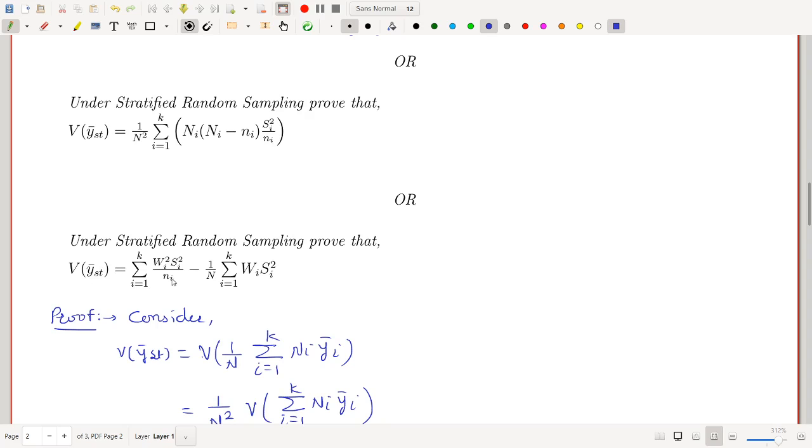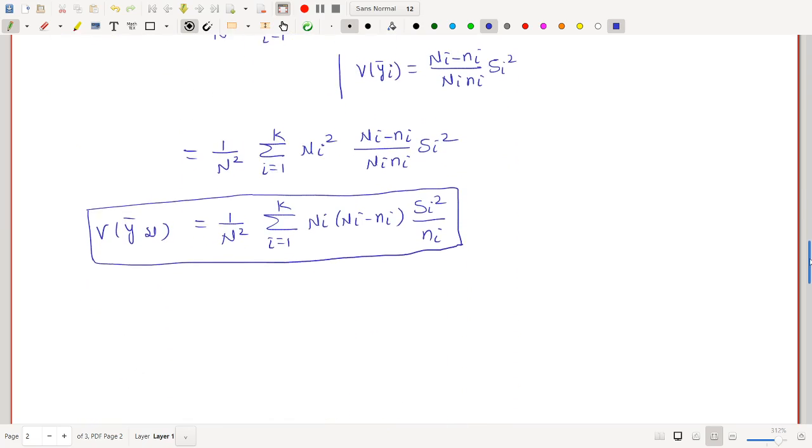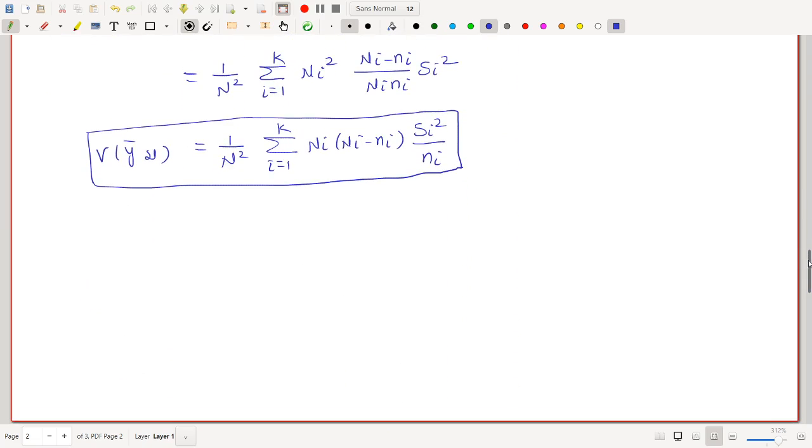We want the variance of y bar st in terms of Wi's. So solve this further, and after solving this further, we can get the answer of the variance of y bar st in terms of Wi. So how to solve this one? Take this 1 upon N square summation, and inside this bracket simplify this one. So I will write first 1 upon N square, summation i running from 1 to k.